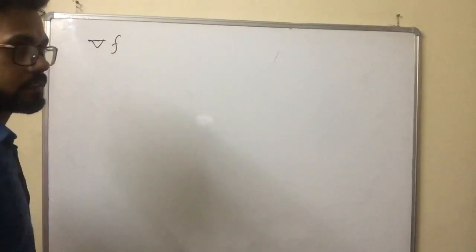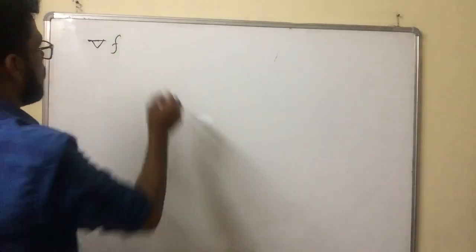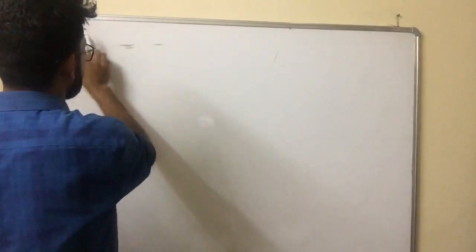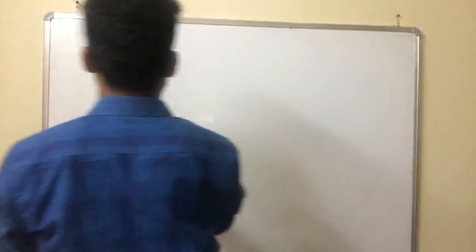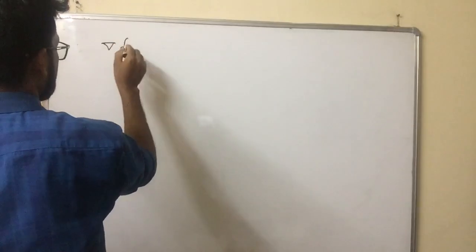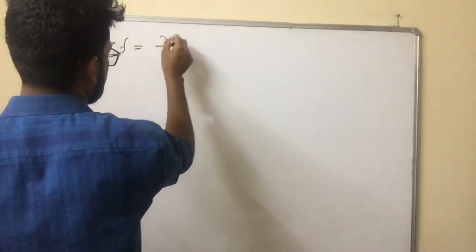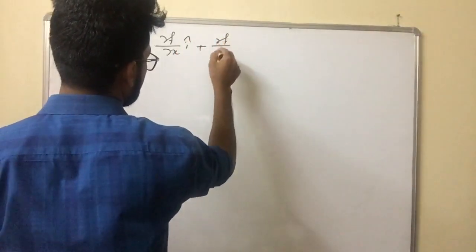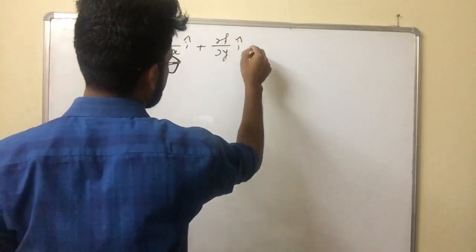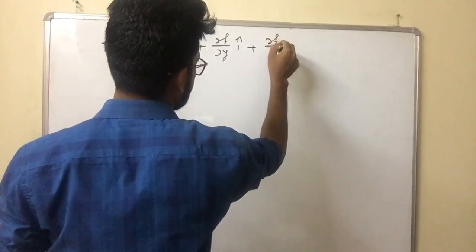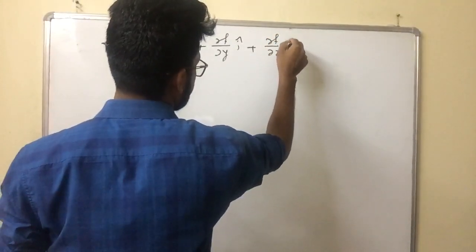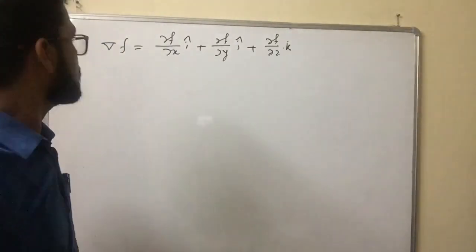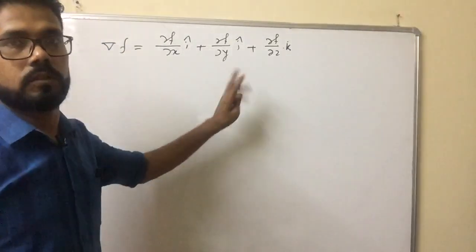Suppose del F is a vector. Then how can you represent it? Physical meaning. So del F means: df by dx i, plus df by dy j, plus df by dz k. And this is the simple definition of gradient in a rectangular coordinate system.